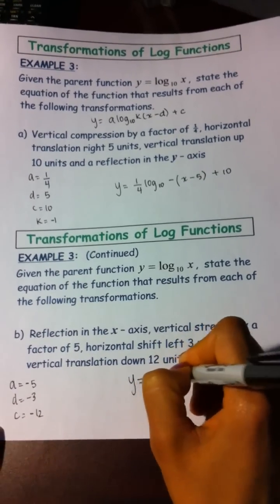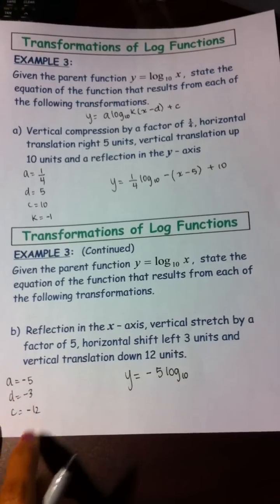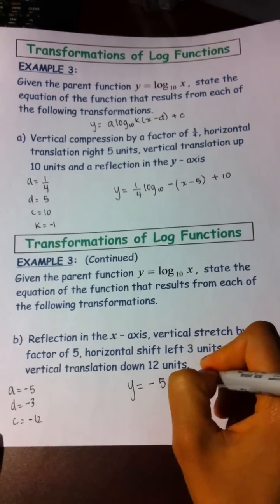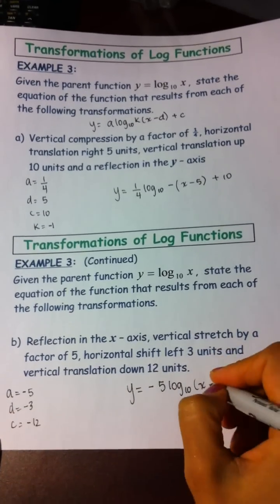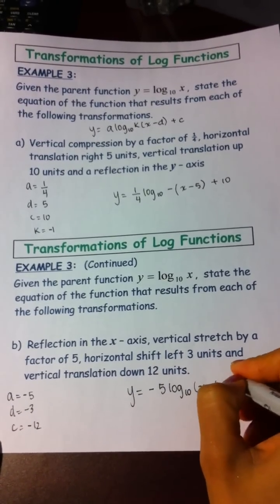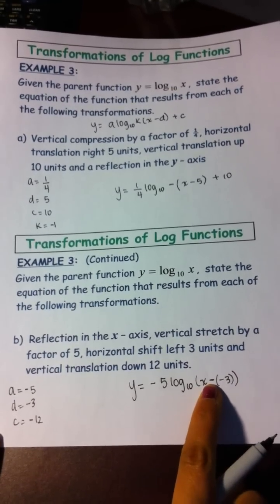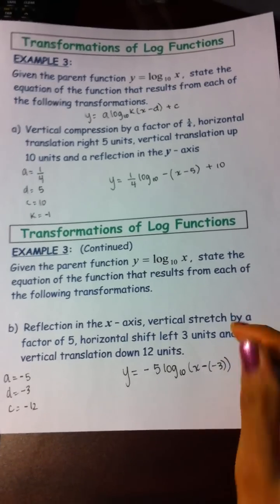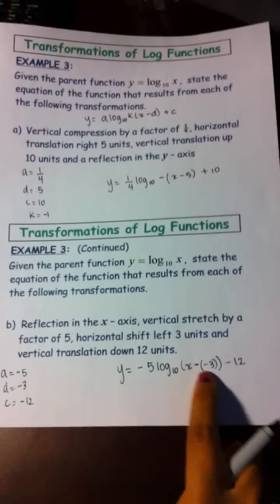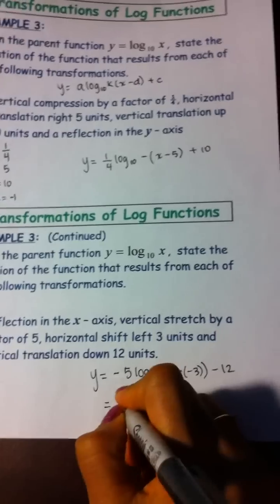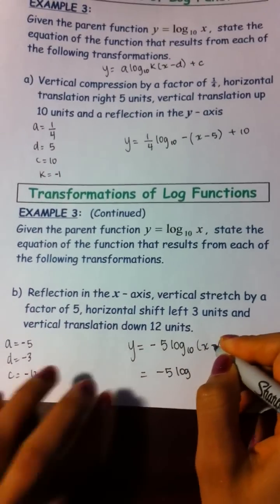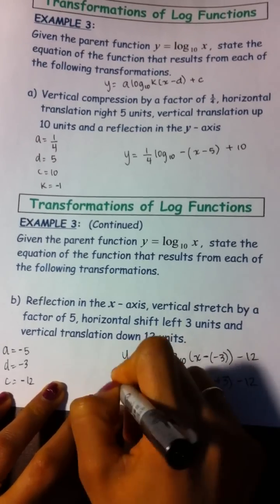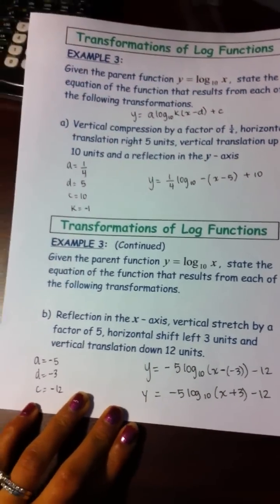Plugging the values back into my transformed logarithmic equation, my equation is going to be y equals -5 log base 10. Since I don't have any k value here, I don't need to write down anything for it. So this is going to be x. Since d is -3, I'm going to plug in a -3 right there. And you do have to keep in mind that this negative came from the equation of a transformed function, and that is the d value, minus 12. So I just have to simplify that because 2 negatives make a positive. So that's going to be -5 log base 10 of (x plus 3), minus 12. And that concludes example number 3.